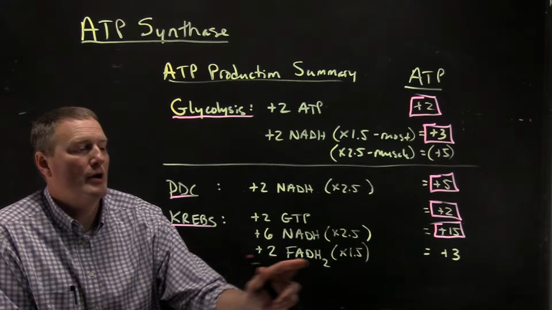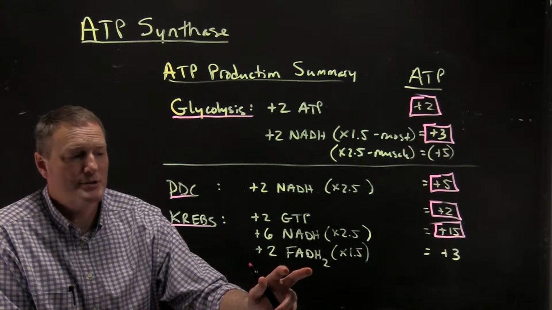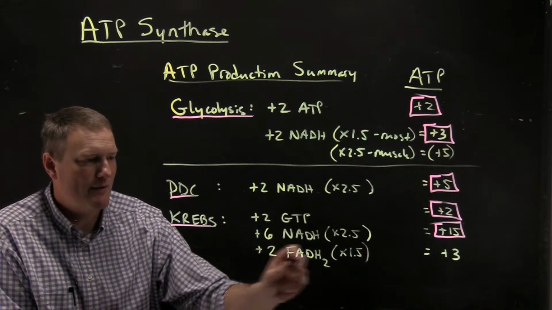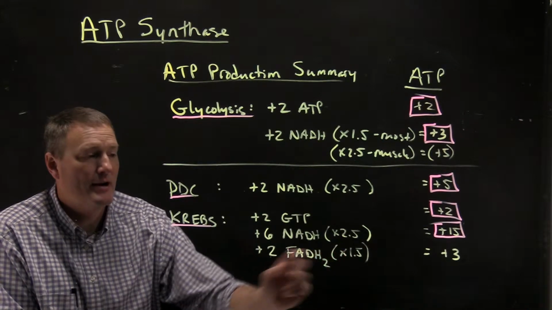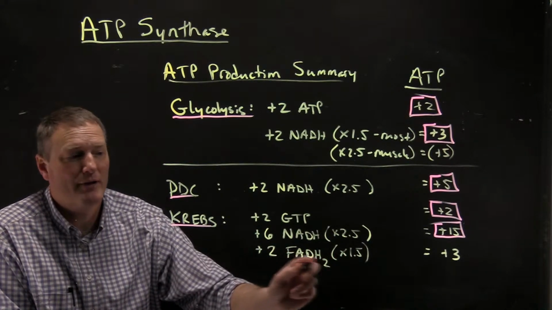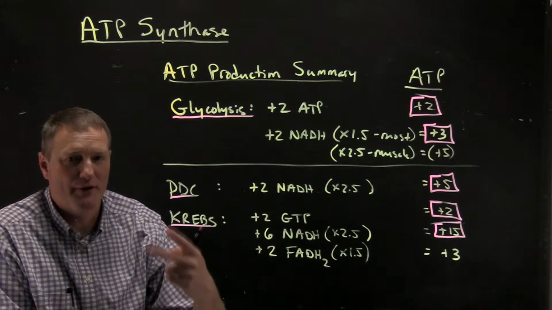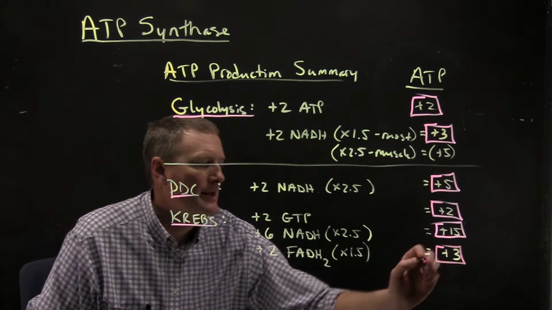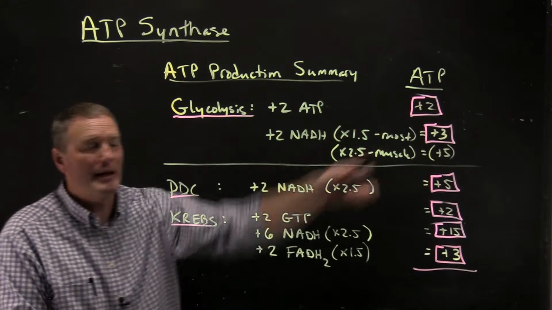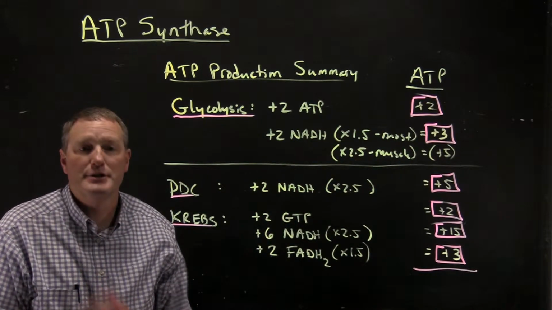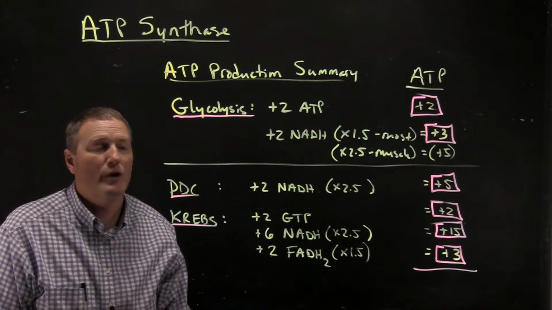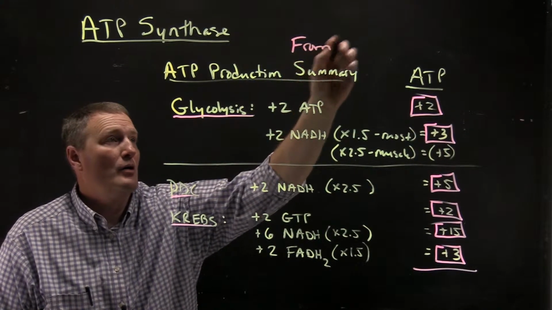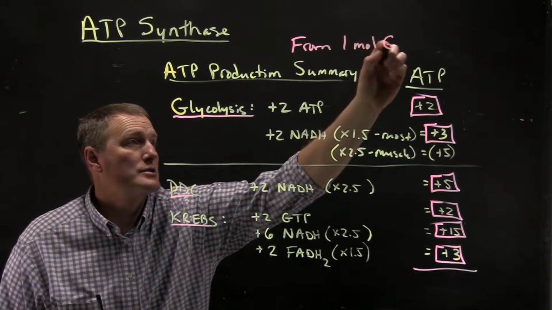Lastly, there were some FADH2s that were produced, 1 per turn, and since we're going through 2 turns of the Krebs cycle, we take 2 FADH2s times 1.5. Recall these only dump their electrons off at complex 2 and therefore do not pump as many protons, and so that gives us +3. So if we total up in the pink boxes then, the total number of ATP from 1 mole of glucose.